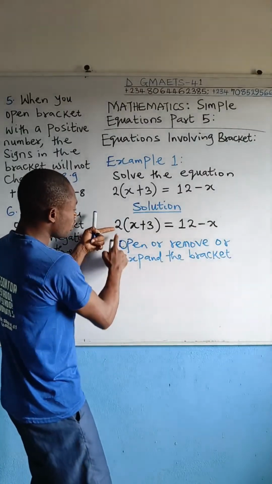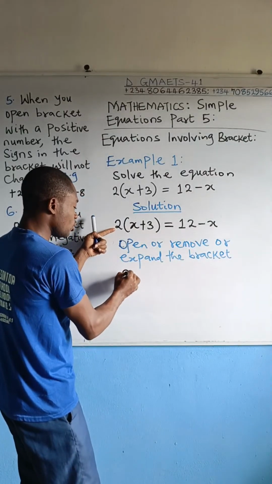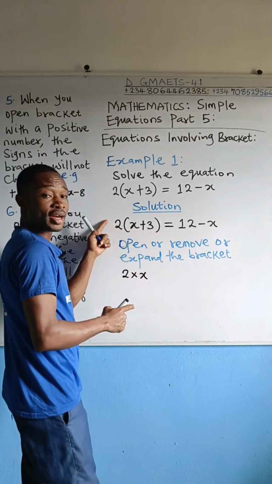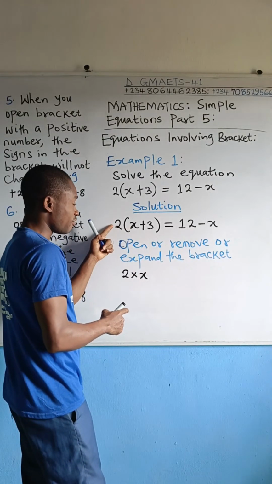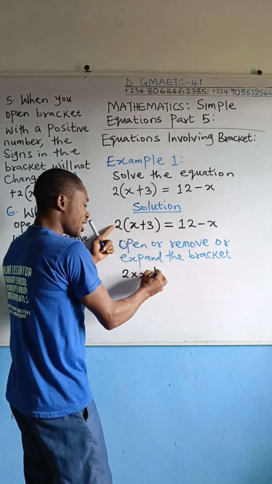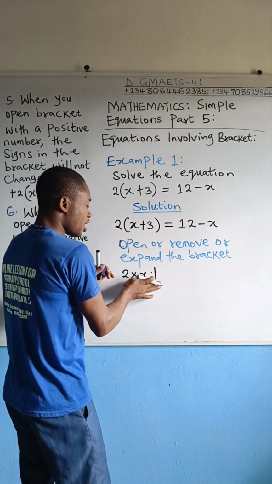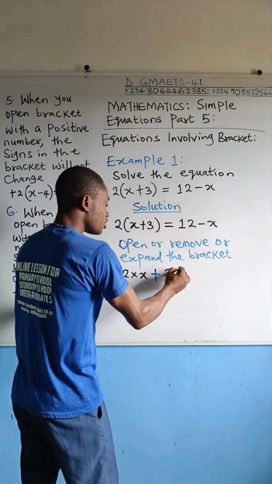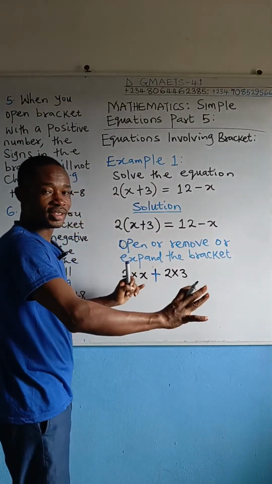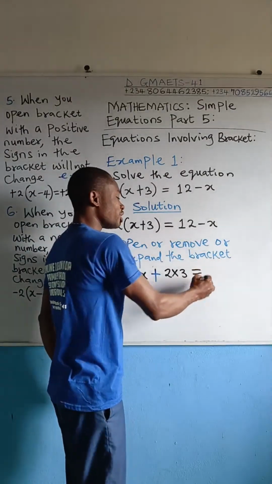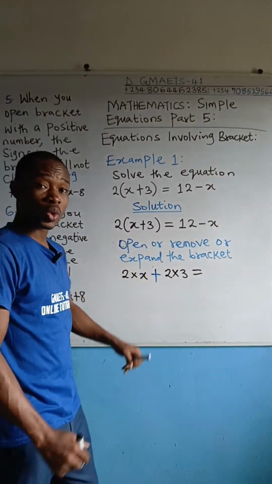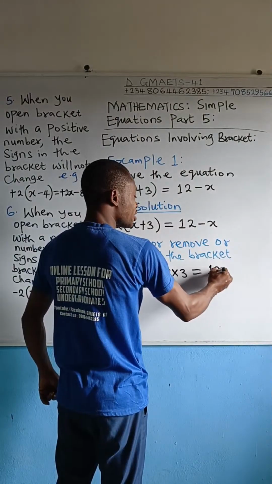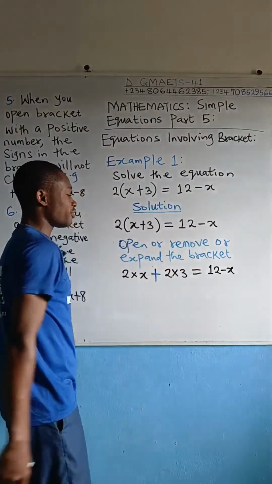Like I said, you move on. 2 times x will give you 2 times x like this. All the signs will remain the same because the number outside is a positive number. Then bring down your plus, like I explained already. And then you have plus here. 2 times 3. You write 2 times 3. I have expanded. So if you are learning expansion in mathematics, what I've done here is what we mean by expansion. Write down what you have on the right-hand side of the equation. That right-hand side, you have 12 minus x.